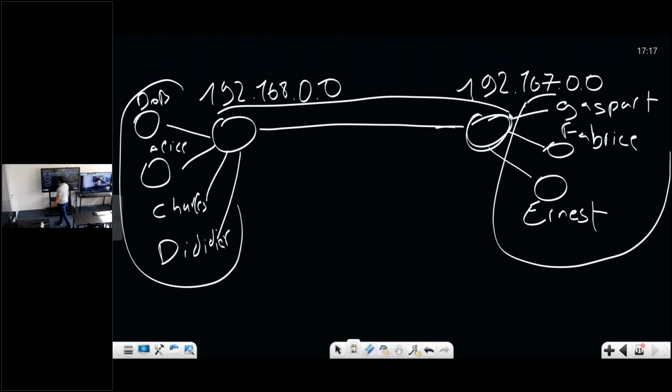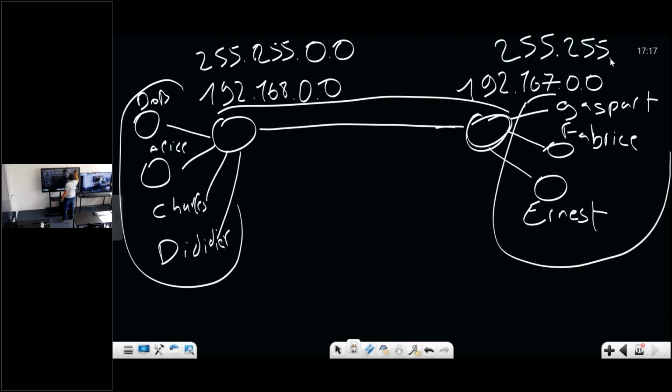So we have one network and two sub-networks. But you need to know how to determine if you are on the same network. You need to use something called a subnet mask to know if you are in a subnet. So here for this one, it will be 255.255.0.0. And for this one, it's the same, 255.255.0.0.